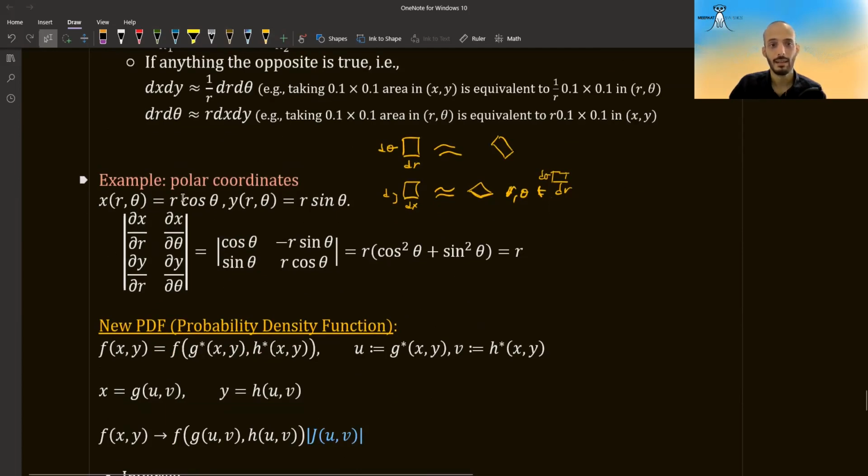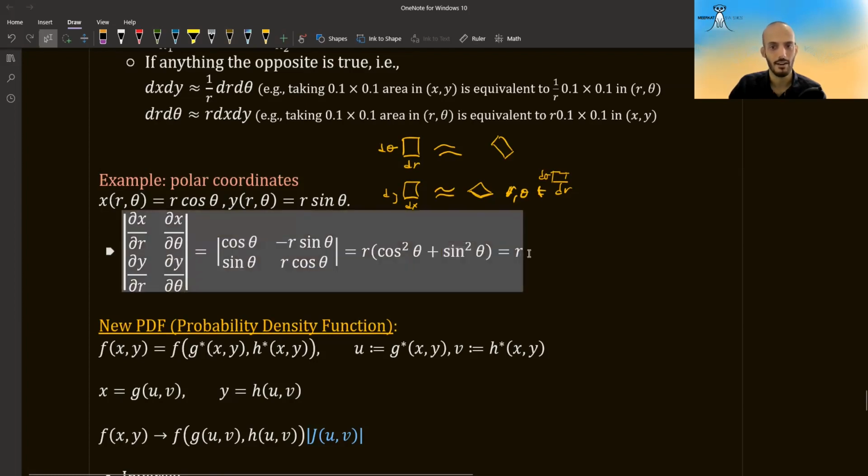We can take, for example, again, the polar coordinates. So if x is equal to r cosine theta and y is equal to r sine theta, then the Jacobian is, if we differentiate with regards to r, we get cosine theta and sine theta, and if we differentiate with regards to theta, we get this and this. If we take the determinant, we get r, which is what we wanted.